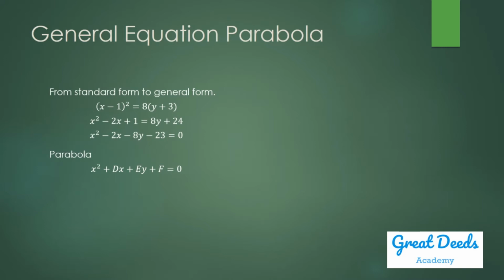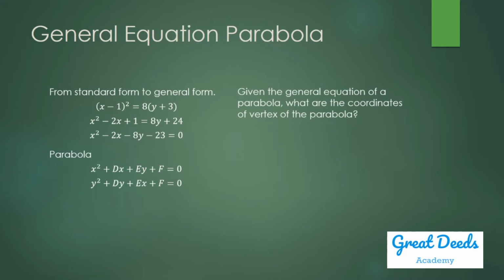This is how the general equation for a parabola is going to look. You have one term that is going to be squared. It's either x or y. Given the general equation of a parabola, what are the coordinates of the vertex? If your equation is given in standard form, it's easy to see the vertex. In this example, it's 1, negative 3.